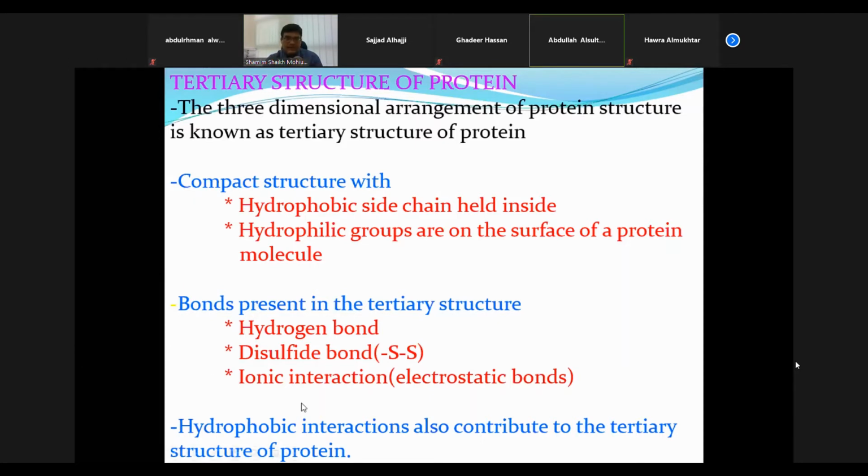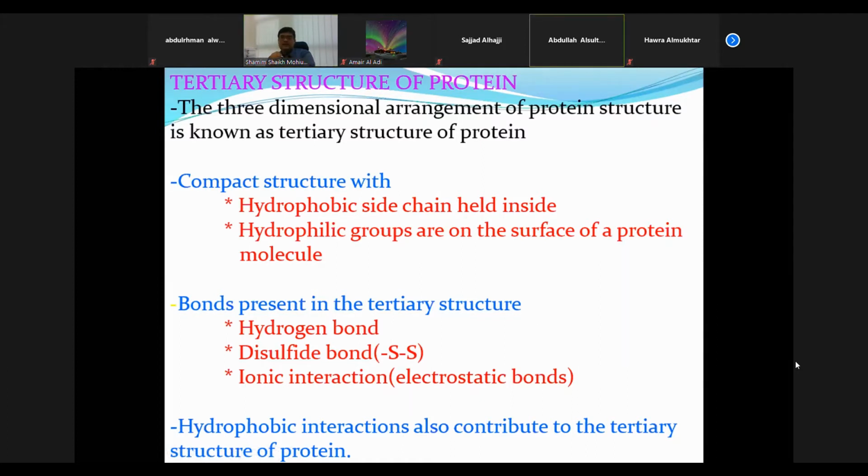So it will also contain hydrogen bonds. Some other bonds are also present which are not present in the secondary structure, that is called disulfide linkage, and some ionic interactions. One bond I intentionally did not put here. Can you tell me which bond? I'm talking about the bonds which are present in the tertiary structure. Am I clear? Okay, now tell me which bond I have not written here.